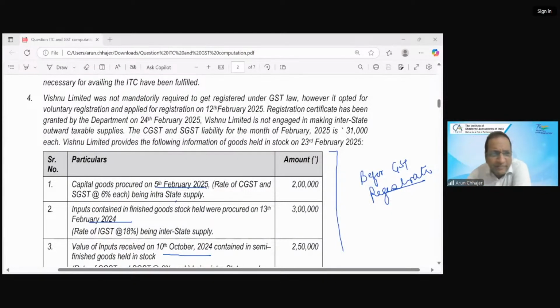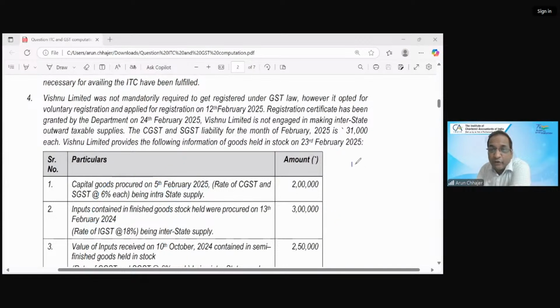Now, tell me one thing. Will these transactions appear in the GSTR 2B? Will these transactions appear in the GSTR 2B of the Vishnu Limited? क्या ये ट्रांजेक्शन 2B में आएगा? The answer is no. Therefore, तो फिर इसको ITC कैसे मिलेगा?